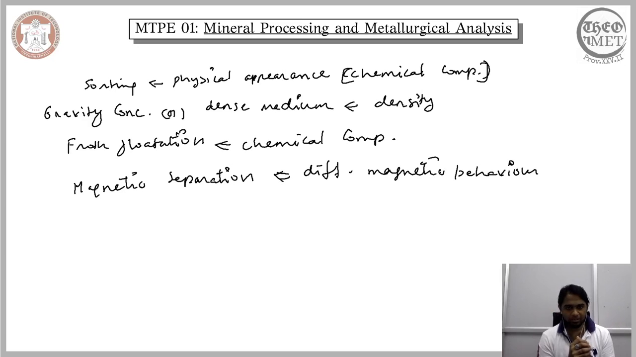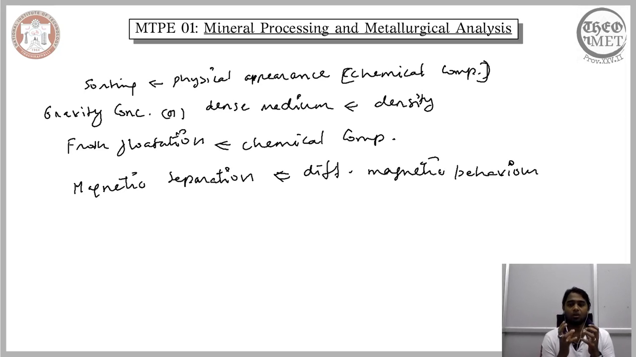So the mineral can be a highly magnetic particle, or the gangue can be a highly magnetic particle. Because of this difference in the magnetic response of the mineral and the rest, magnetic separation is used to separate the concentrate from the tailings and middlings. It can be used wherever the magnetic behavior of the desired mineral is different from that of the rest of the gangue particles.